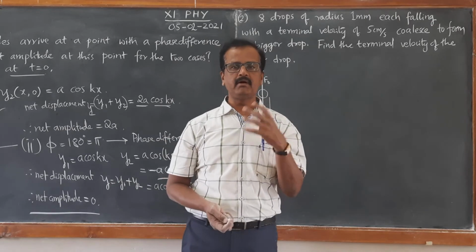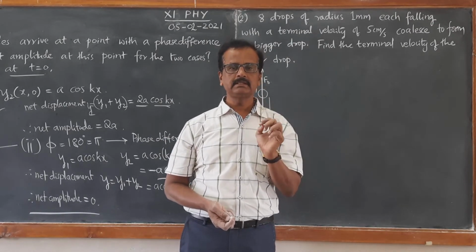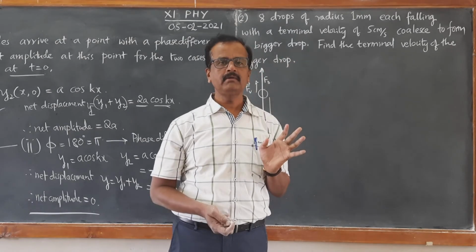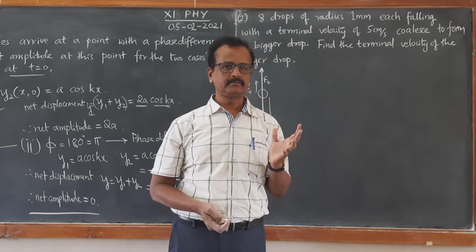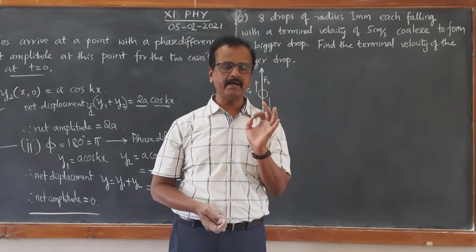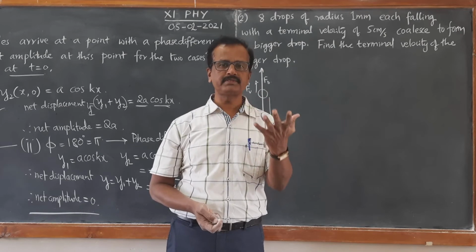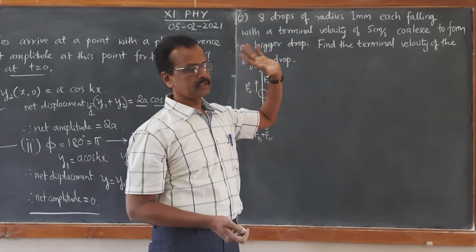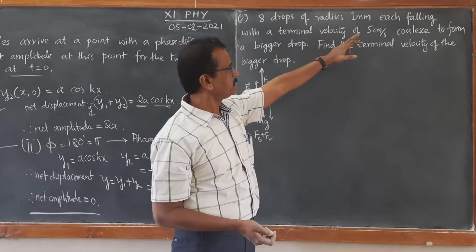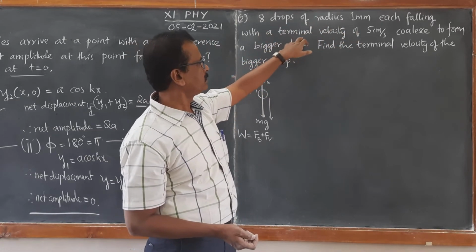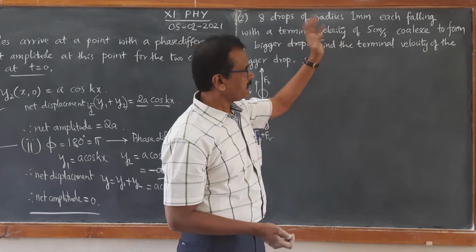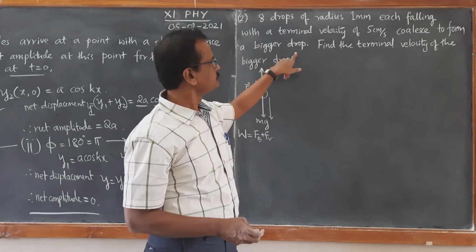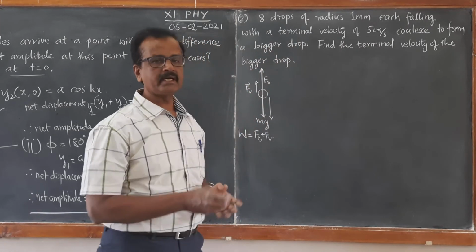So the terminal speed of a falling raindrop is the speed attained by the raindrop when the net force acting on the raindrop is 0. The final speed attained by the raindrop when the net force acting on the drop is 0 is called the terminal speed or terminal velocity. So 8 drops of radius 1 millimeter, each falling down with a terminal velocity 5 centimeter per second, coalesce, meaning combine, to form a bigger raindrop. Find the terminal velocity of this bigger raindrop.